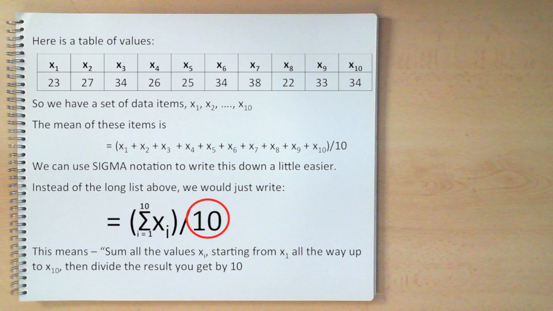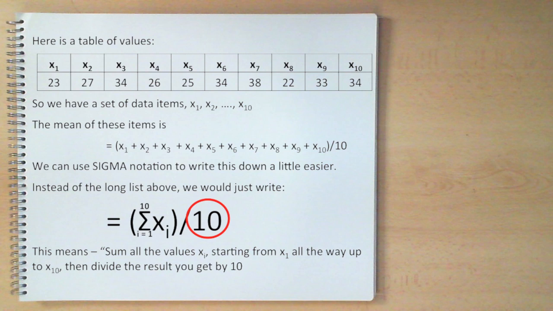So at the bottom of the sigma we put the value that we're starting from, the i equals 1, so that's where we'd put the index there, and at the top of the sigma we put the value that we're going up to, so that was i equals 10. We don't need to write the i equals again because we've already done that. And then the sigma sign just means keep adding them up until you get from 1 all the way up to 10.